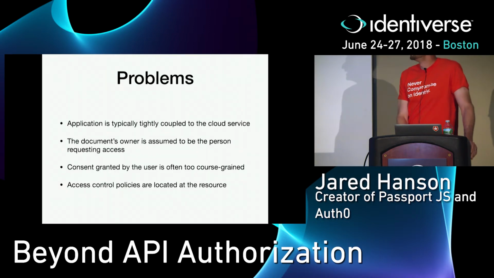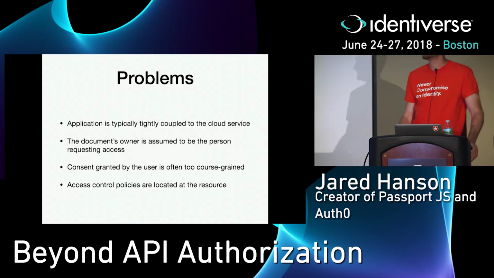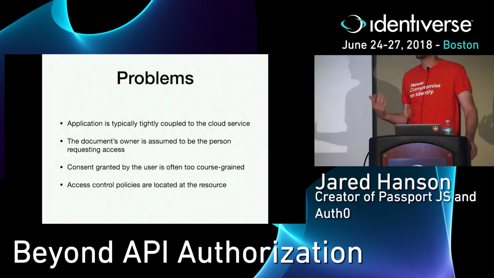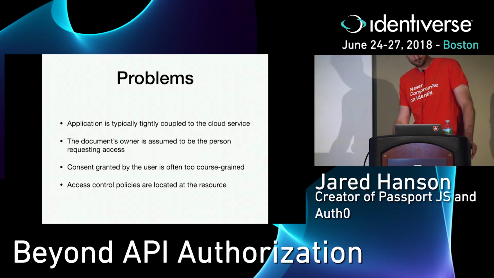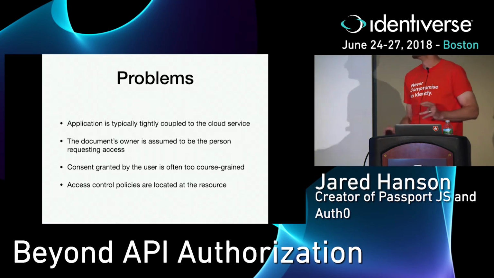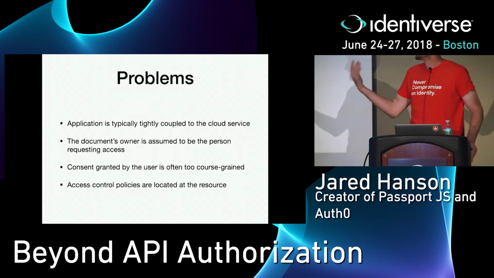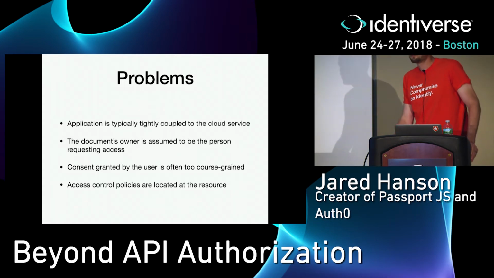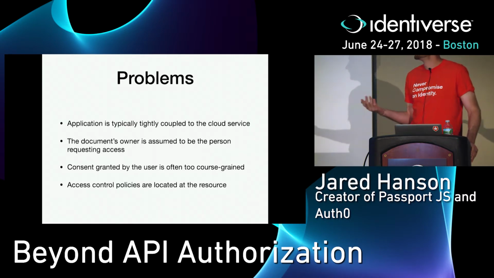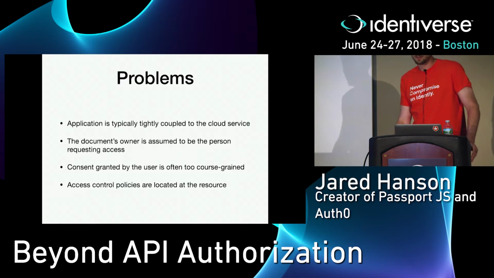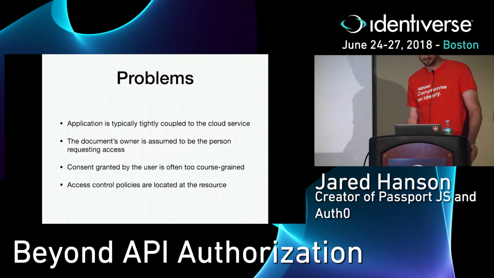There are a couple of problems that arise when you look at these types of scenarios. The first is that the application is tightly coupled to the cloud service itself. You typically see a service provider provides an API, it'll document the API, and it'll document the authorization server that governs access to it. Developers then go and write code that assumes that these two are tightly bound often. This isn't purely an OAuth problem, but OAuth kind of exacerbates the issue. The document's owner is assumed to be the person requesting access. So in this case, Alice is granting an application access to her own documents. However, there are often use cases where you have sharing between people where you want to access someone else's documents. And that's not really well captured by current OAuth models.